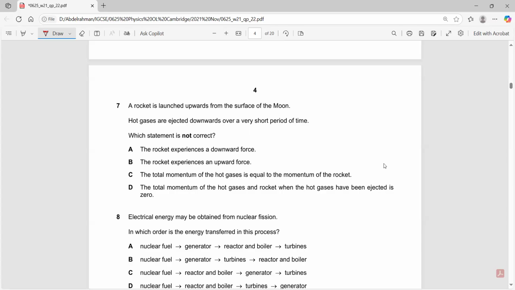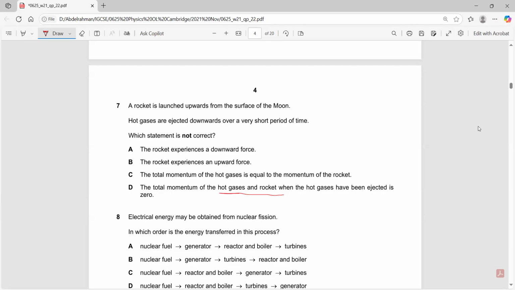Yes, there are. Total momentum of the hot gases is equal to the total momentum of the rocket. Okay, let's think about it. Is the total momentum of the hot gases and the rocket, when the hot gases have been ejected, zero? Yes, it is zero.